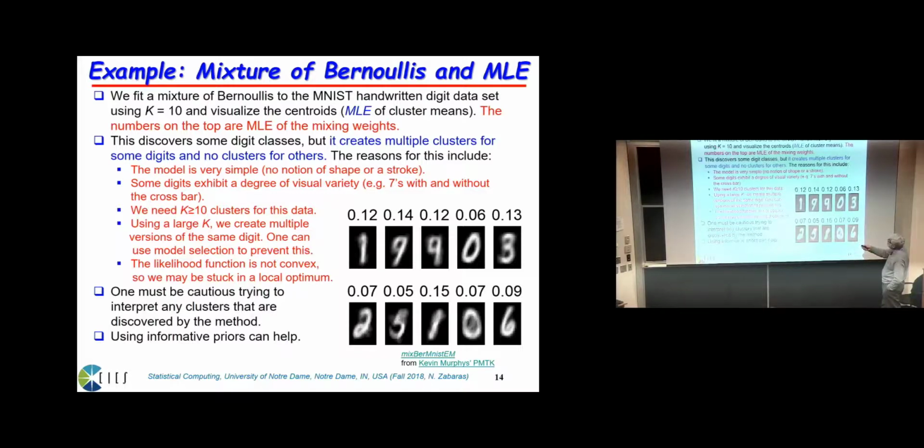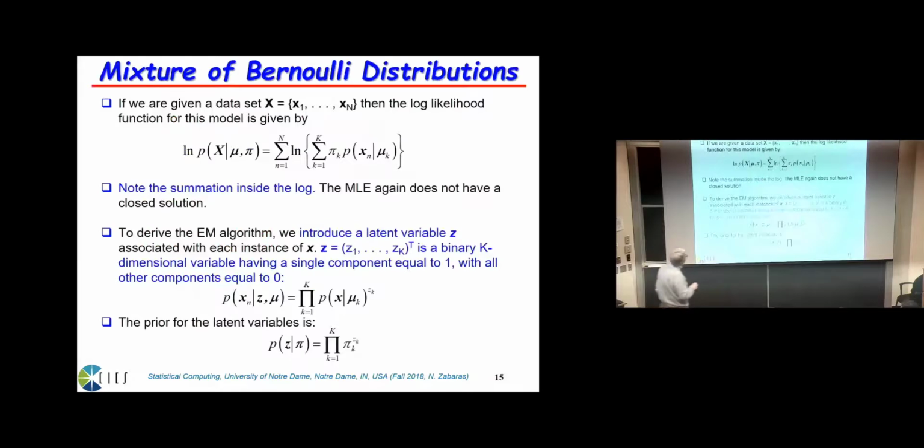As a matter of fact, if you take K to be even higher, you're going to get multiple 9s and multiple 5s. So there is a problem. One of the ways to address this problem is to do some sort of regularization. Maybe it was discussed in the previous lecture, and I will show you a little bit how you can modify the EM algorithm to do regularization. So this is a useful application of the EM algorithm, but you see there are some issues. It's not trivial.